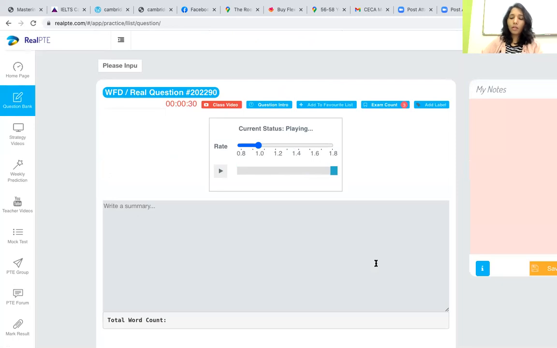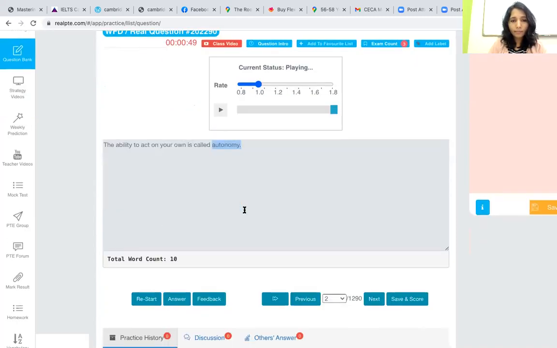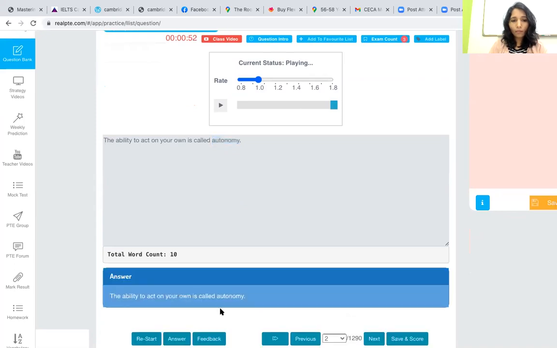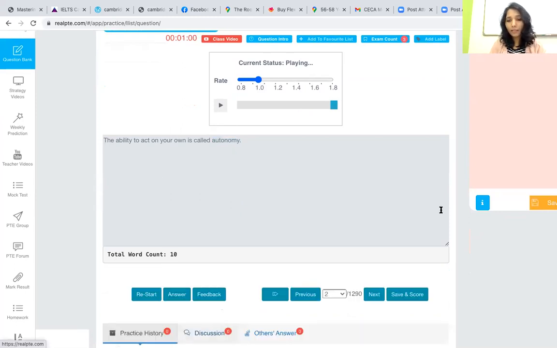autonomy. Or is it autonomy? I have no idea. The ability to act on your own is called, is it autonomy? Autonomy. Okay, so that's about 10 words. I have a doubt with this word, okay? Okay, that's correct. So the ability to act on your own is called autonomy. That's 10 points to listening, 10 points to writing. Let's do the next one.